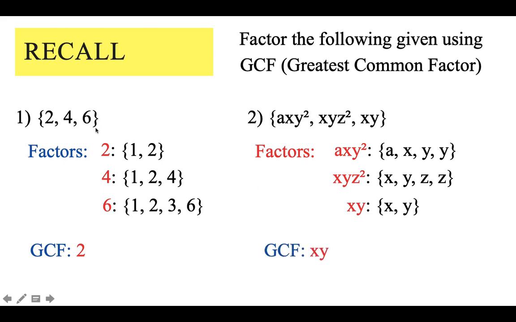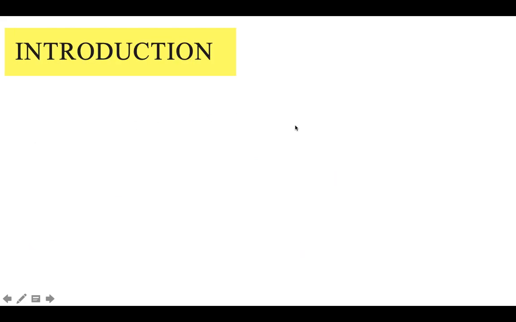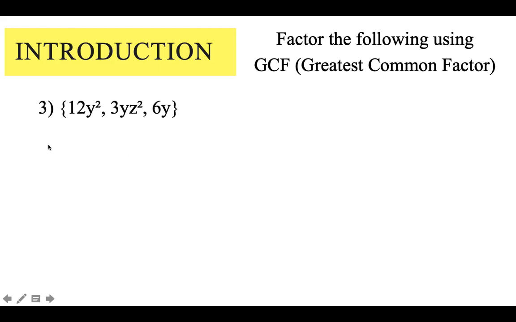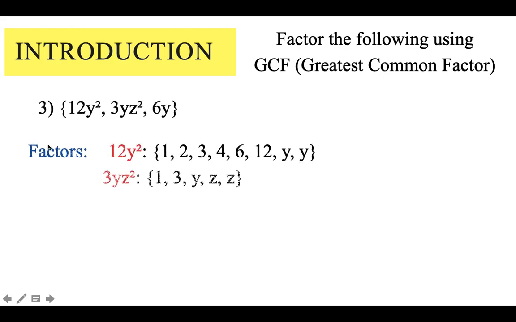What if the given has a numerical coefficient and a literal coefficient at the same time? We will just do the same. Same process: lay down all the given and write their factors. The factors of 12 are 1, 2, 3, 4, 6, 12. The prime factorization of y squared is y times y. For 3, it's 1 and 3. For yz squared, it's y, z, z. For 6, it's 1, 2, 3, 6. And for y, just copy it.